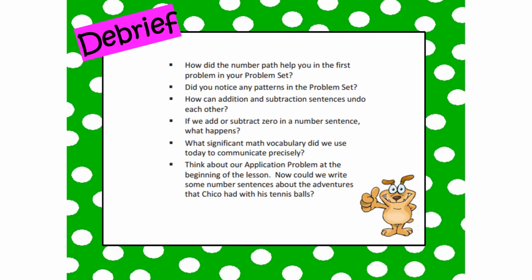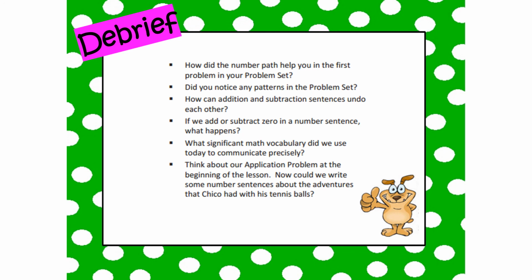All right, so now we're going to do our debrief and talk about our lesson a little bit. So remember that we saw the number path, right? The numbers 1 through 10. 5 was shaded gray and the other numbers were just white. How did the number path help you in the first problem in your problem set?